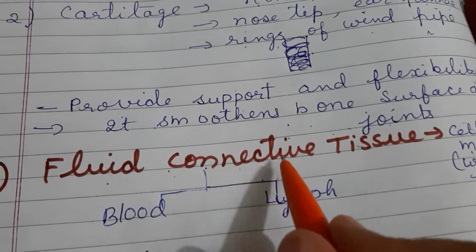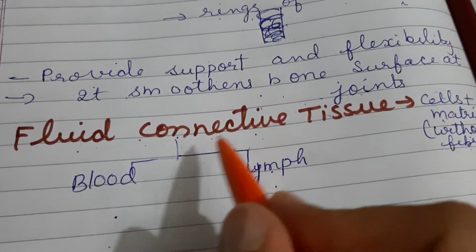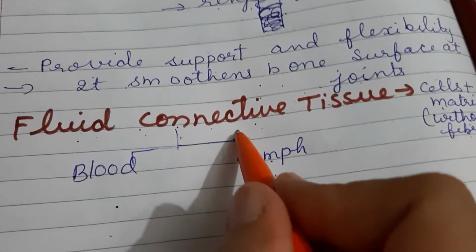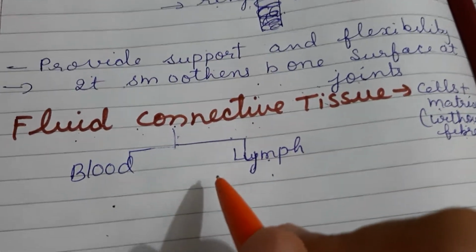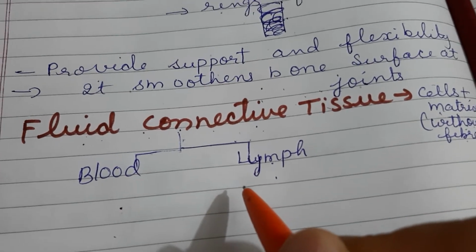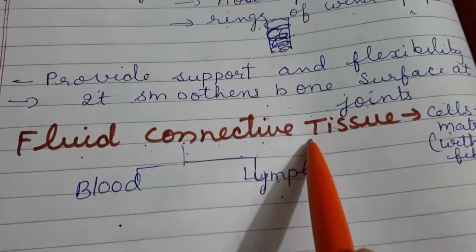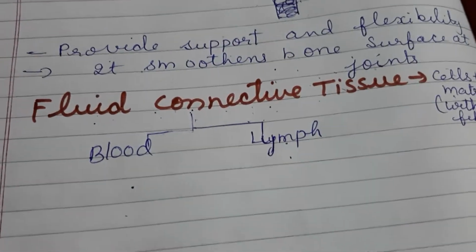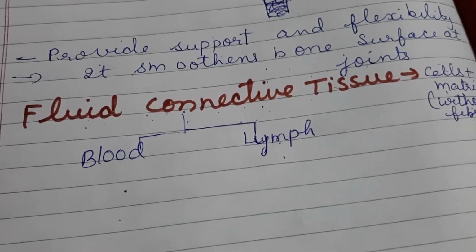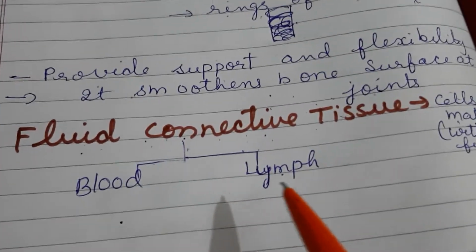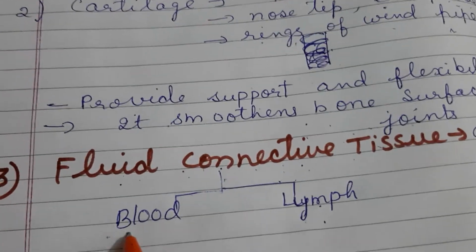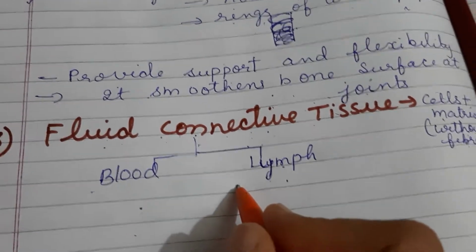Now what is the main function of fluid connective tissue? It helps to transport the material from one place to another place within our body. That is why it is known as the fluid connective tissue. This question is many times asked. So fluid connective tissue connects the different parts of our body. Now it is of two types. First is the blood and second is the lymph.